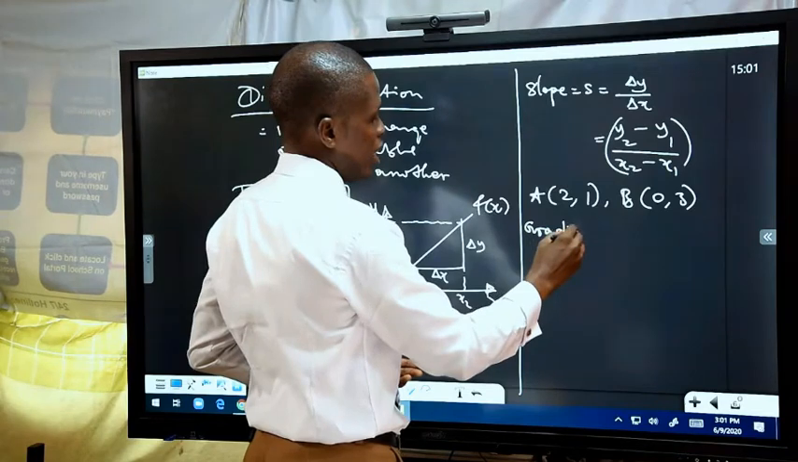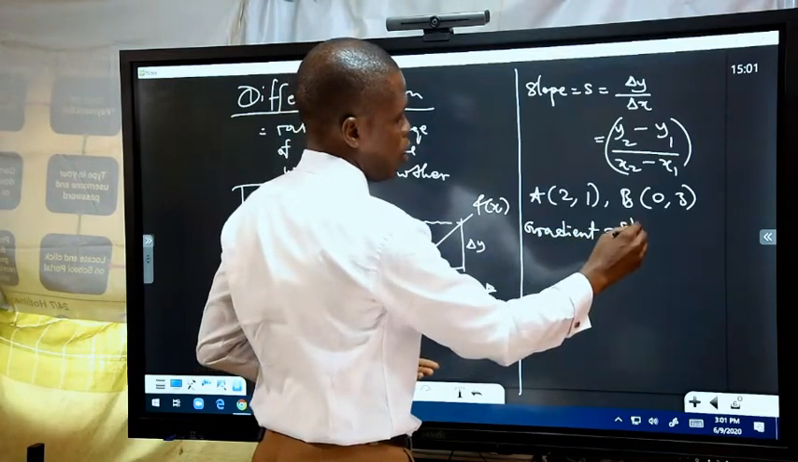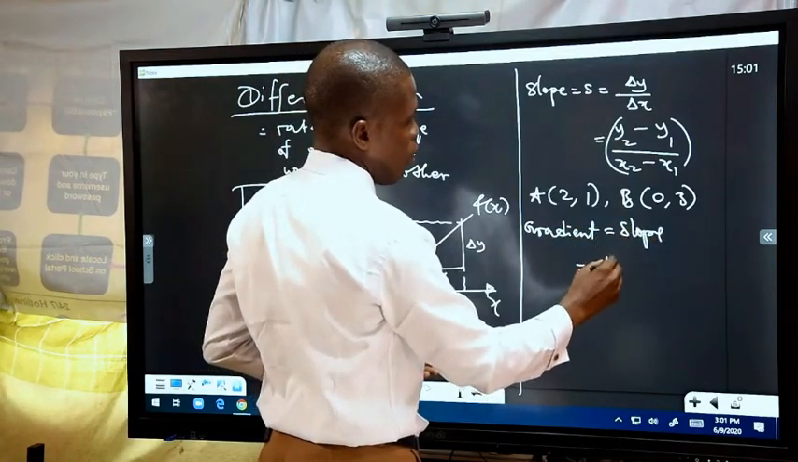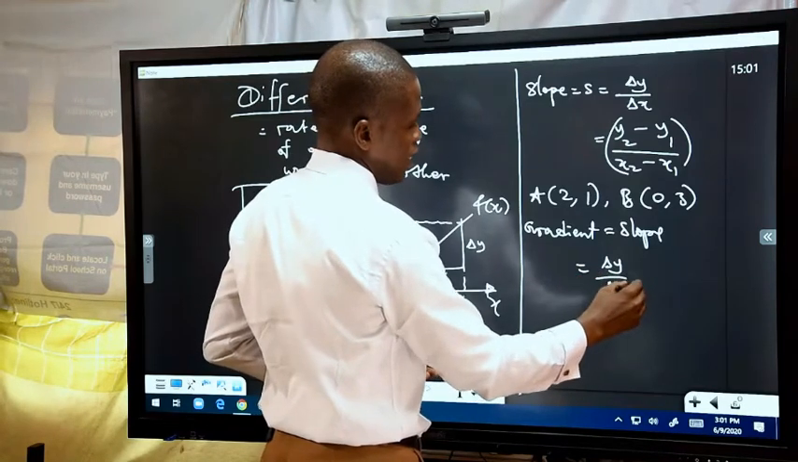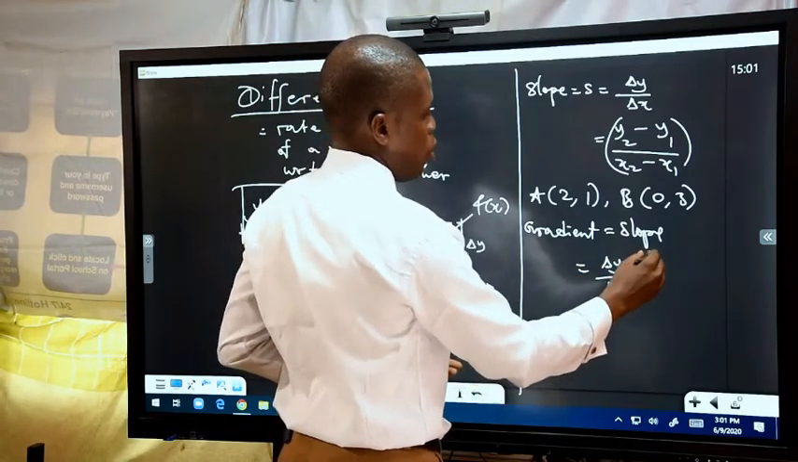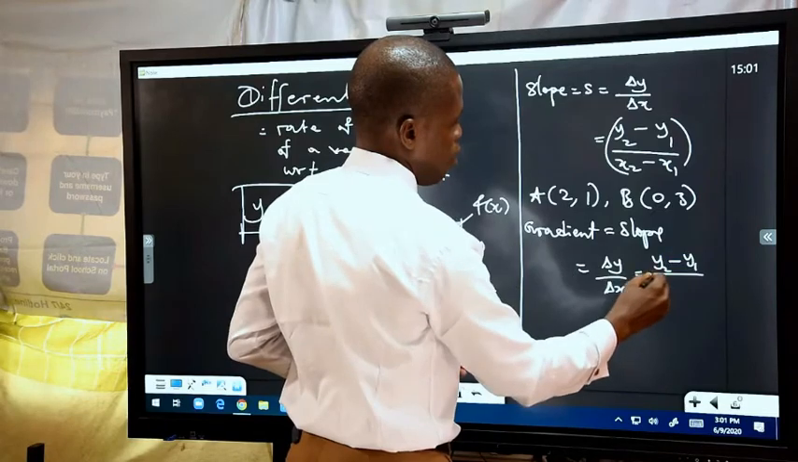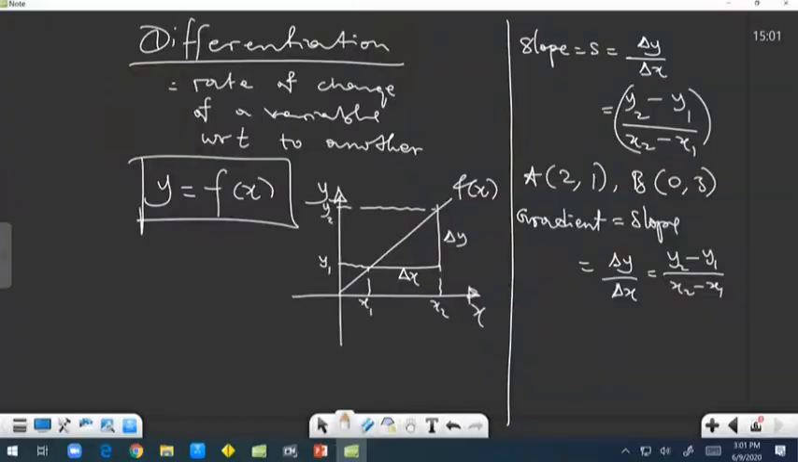How do you find the gradient? The gradient, which is equal to the slope, is equal to delta y divided by delta x. And that is equal to y2 minus y1 over x2 minus x1. And here is your x1, here is your y1, here is your x2, here is your y2.